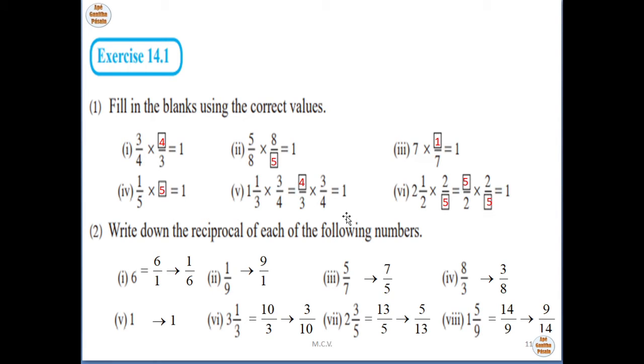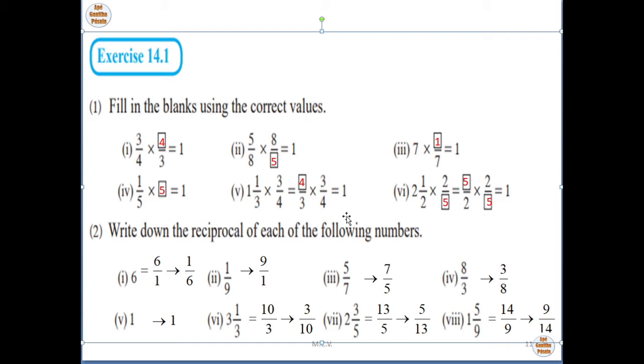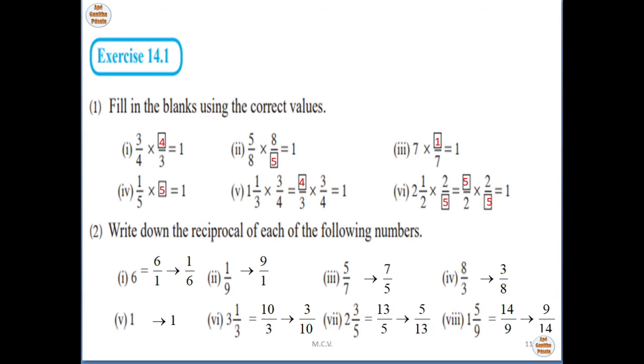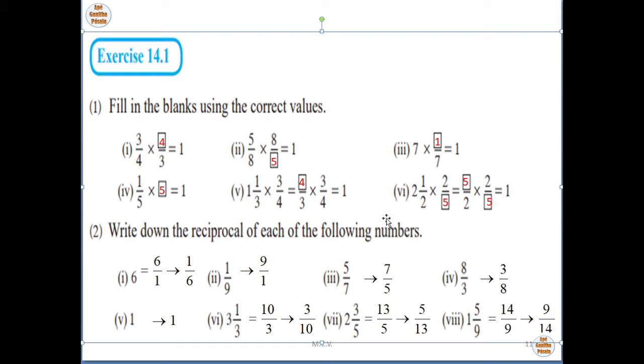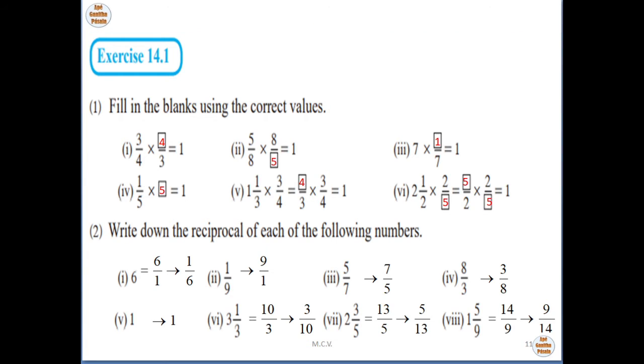But you can understand that from the reciprocal also. The reciprocal is 3 over 4. Then the reciprocal being 3 over 4 means the fraction should be 4 over 3. Then 4 over 3 into 3 over 4 is 1.